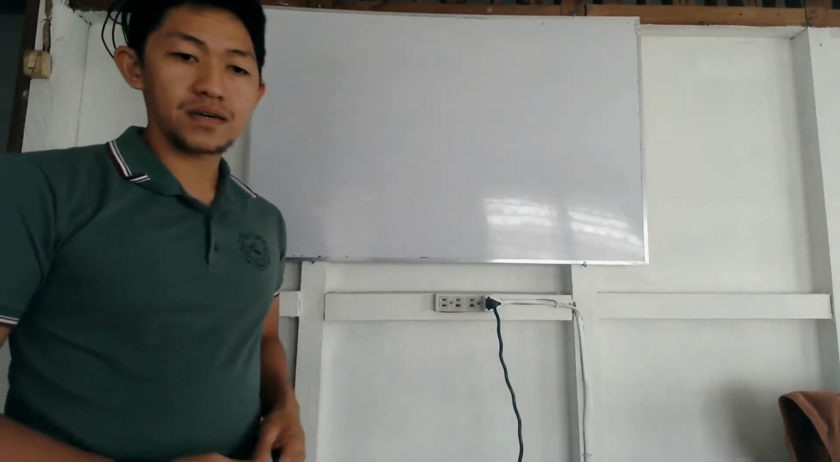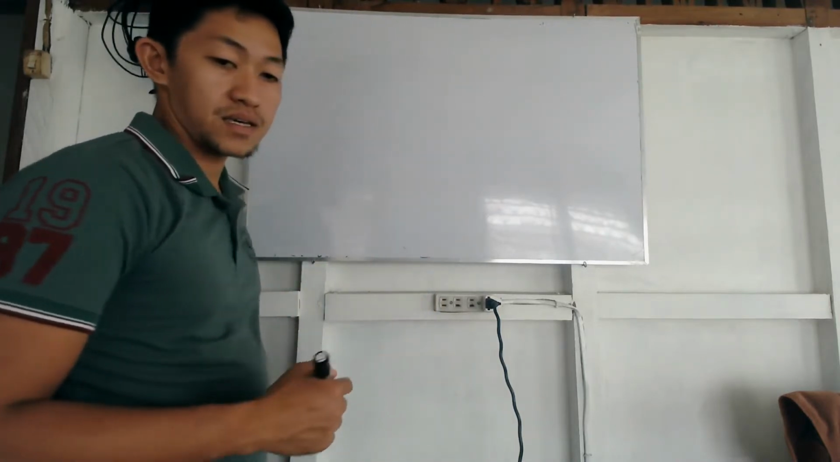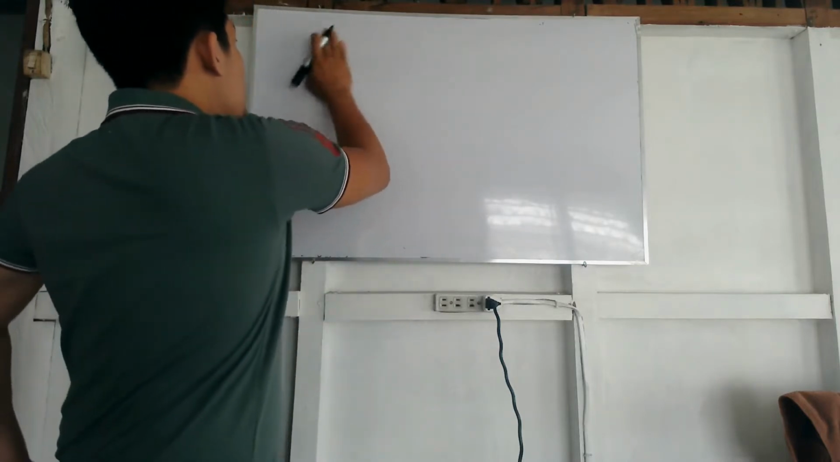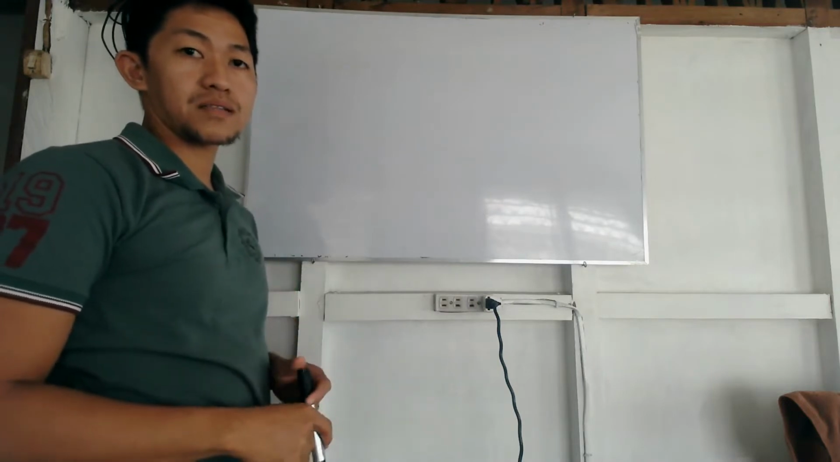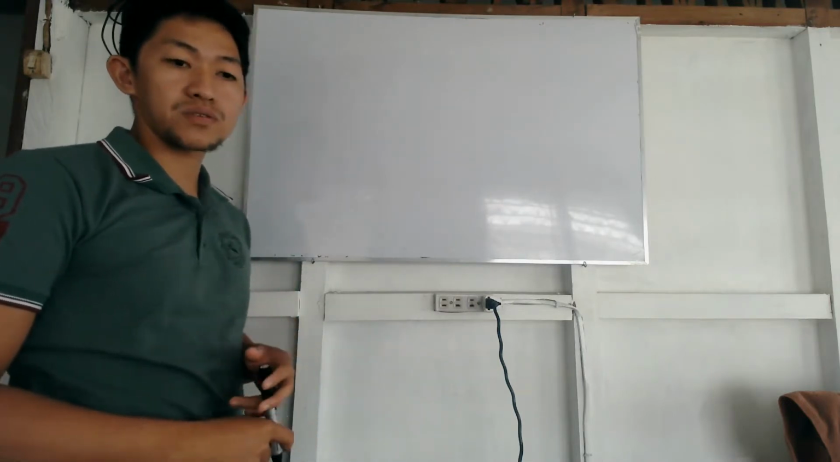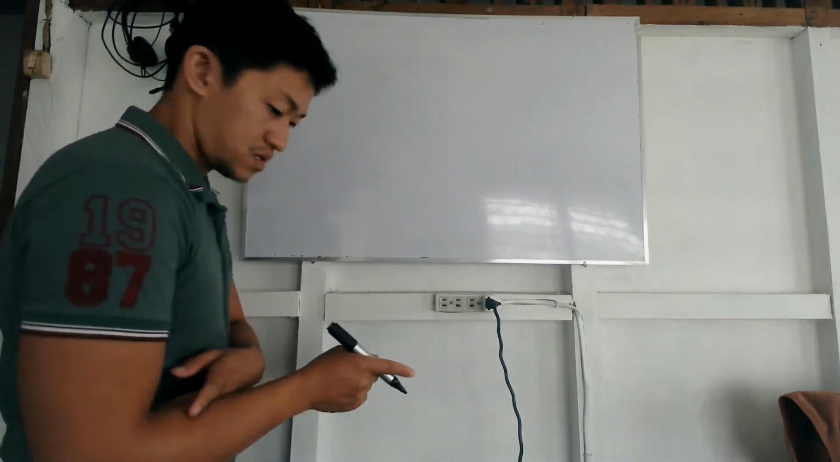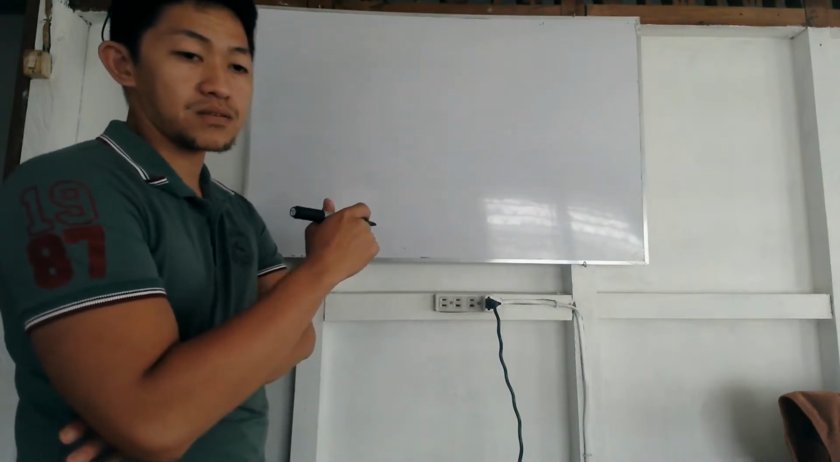Good afternoon, and for today we'll be discussing chapter 5, which is about roots of equations. Today we will be discussing two methods, the bisection method and false position method. These methods belong to the bracketing methods.